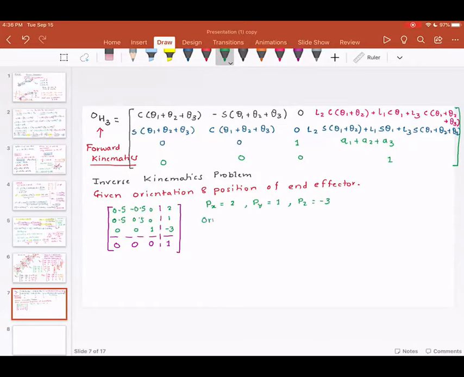The orientation of the end effector could be given in terms of its direction cosines, or it could be given in terms of a roll angle, a pitch angle, and a yaw angle. But nevertheless, however the orientation and position is defined, at the end of the day, we can always convert this information into a homogeneous transformation matrix. We will talk about it in the next few classes.